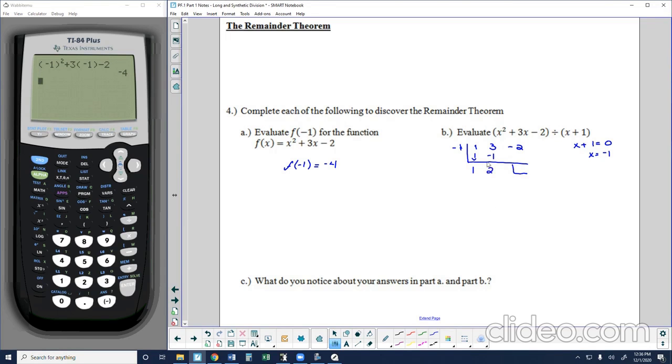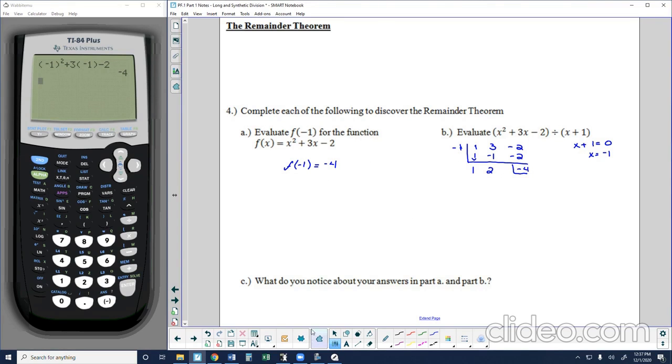That result is going to be multiplied by the 0 of the divisor, -1. -1 times 2 is -2. I'm going to put that into the next column. Then I'm going to add down that column, and there we have a remainder. So if I compare B to A, what I may notice is that the 0 of the divisor was -1, which was actually what I substituted into the function. The remainder of the synthetic division process was -4.